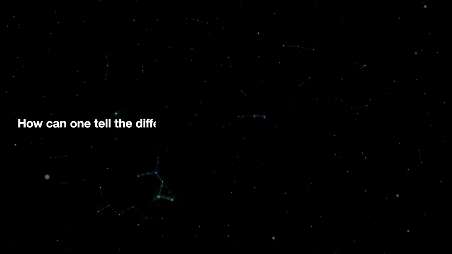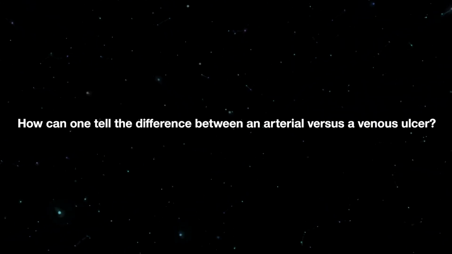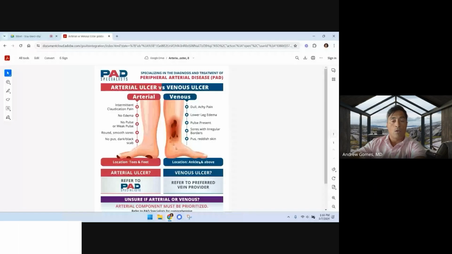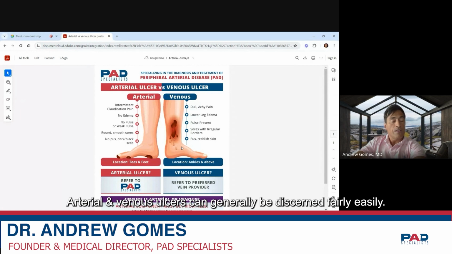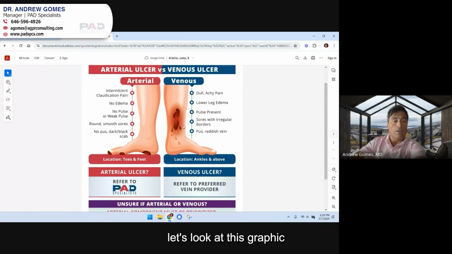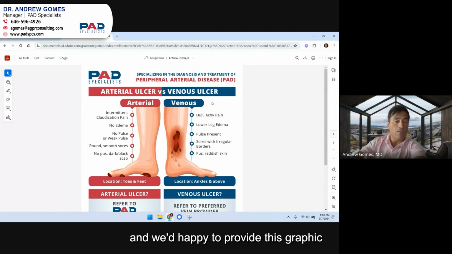How can one tell the difference between an arterial versus a venous ulcer? Great question. Arterial and venous ulcers can generally be discerned fairly easily. Let's look at this graphic, and we're happy to provide this graphic and poster for your offices.